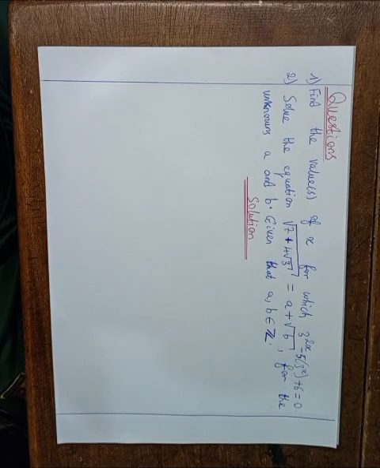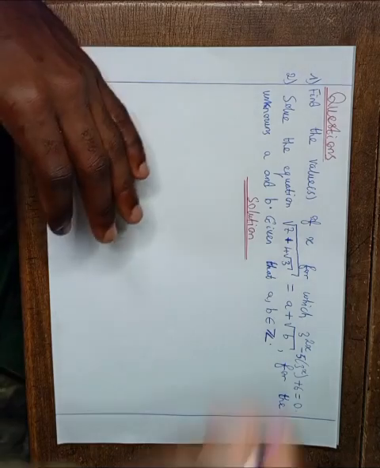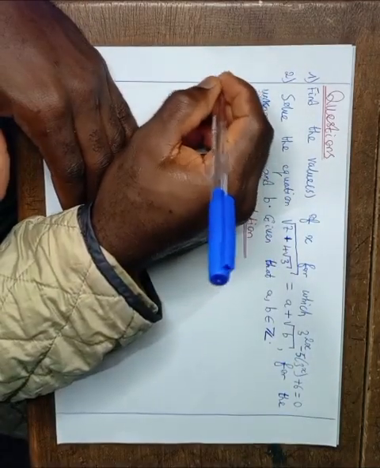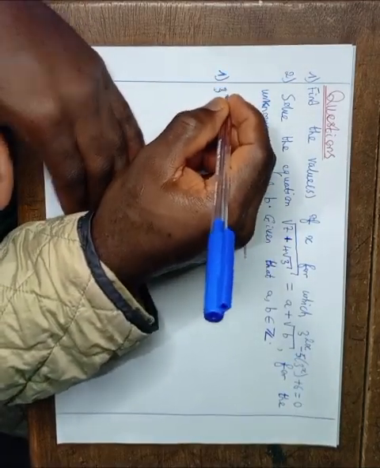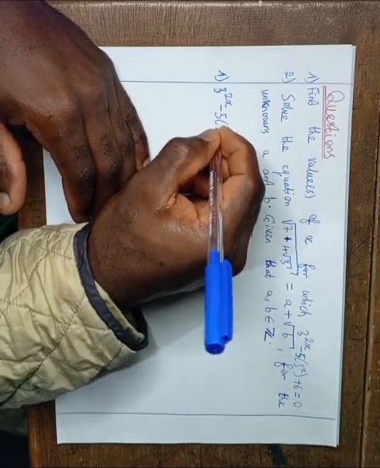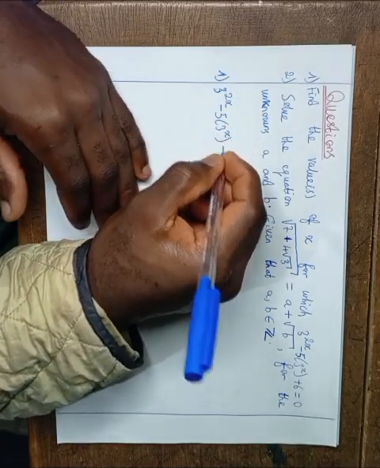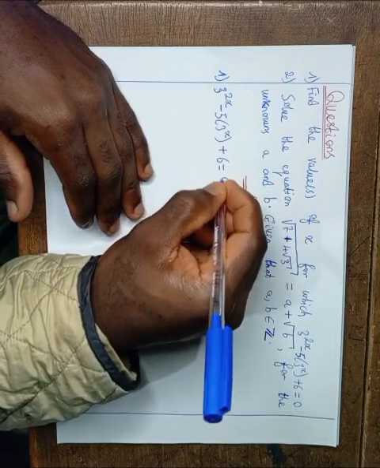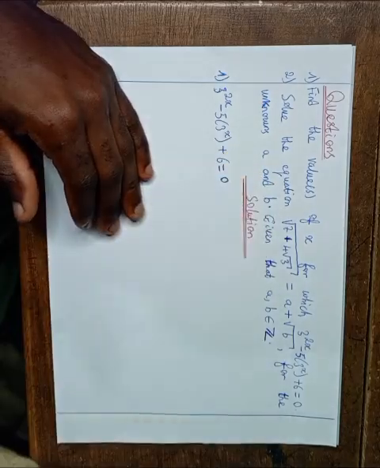We have the following questions in front of us. We have to answer these questions. The first question, question 1, says: find the value or values of x for which 3 raised to the power 2x minus 5 times 3 raised to the power x plus 6 is equal to 0.